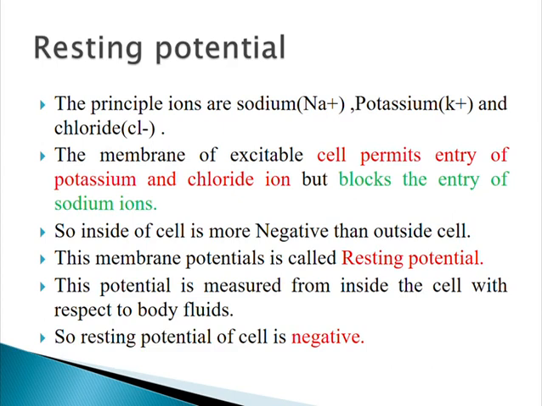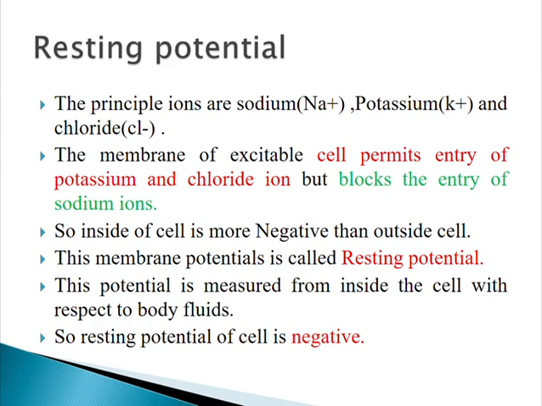The membrane of an excitable cell permits the entry of potassium and chloride ions, but it blocks the entry of sodium ions. So the positively charged ions are outside the cell, while the negatively charged chloride ions are inside the cell. So the inside of the cell is more negative than the outside of the cell, and this membrane potential is called the resting potential.